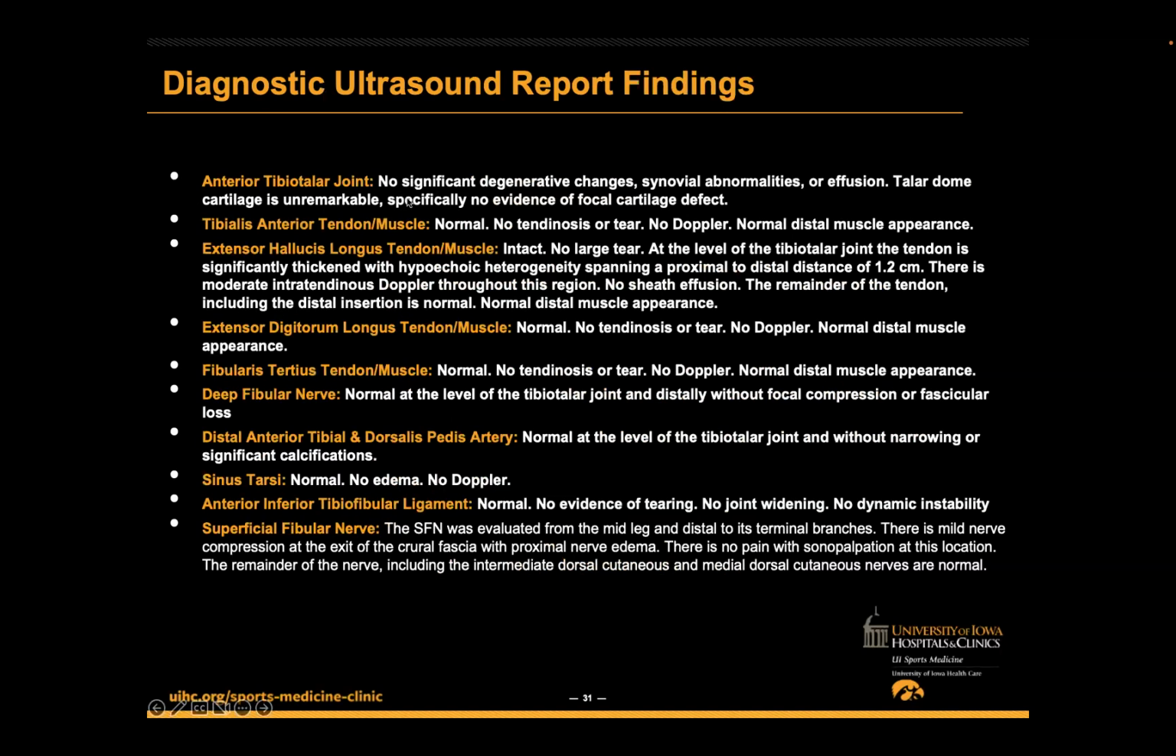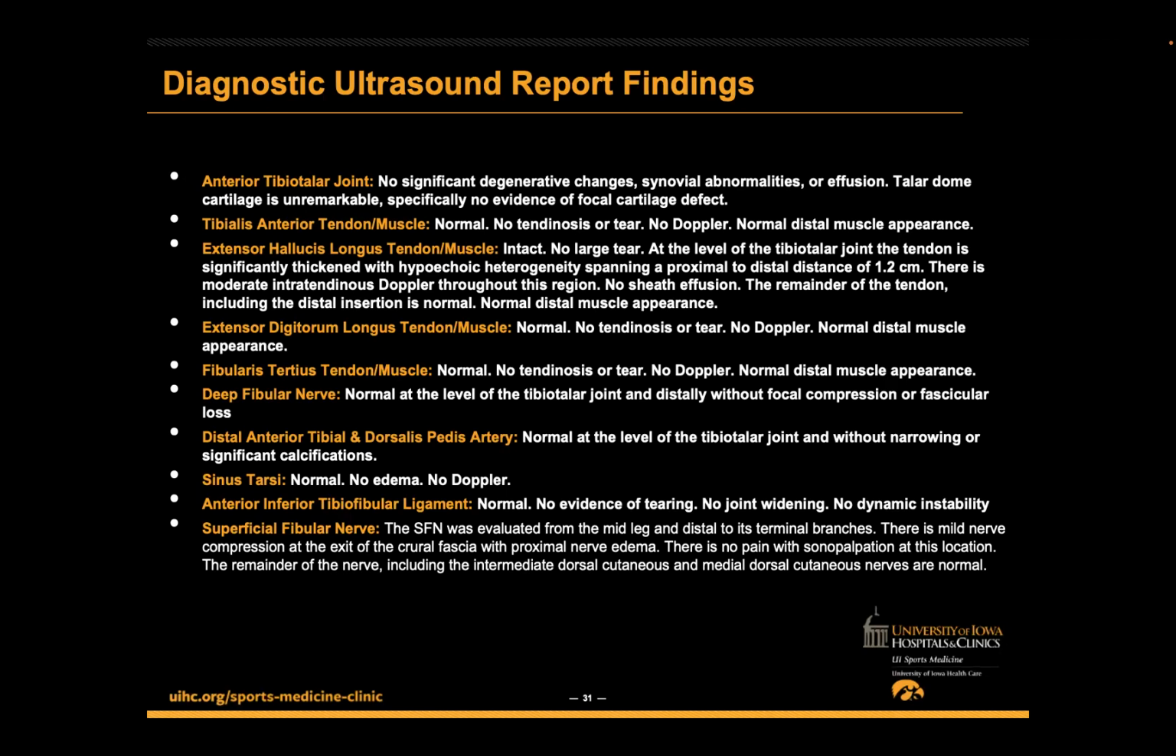So going through each of those, I mentioned a few of these and had text for a few, but the anterior tibio-talar joint did not show any significant degenerative changes, synovial abnormalities, or effusion. The talar dome cartilage is unremarkable, and specifically, there was no evidence of focal cartilage defect. The tibialis anterior tendon and muscle appeared normal. There was no tendinosis or tear, no Doppler, and there was normal distal muscle appearance.